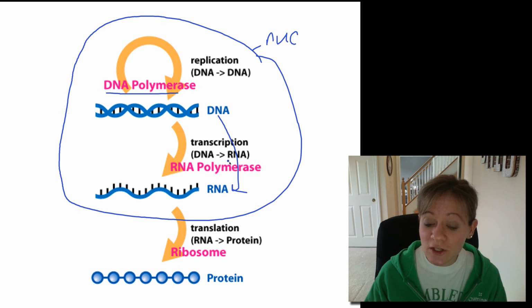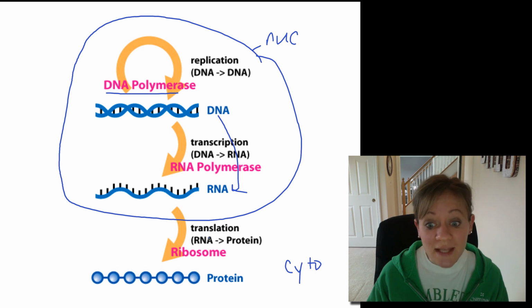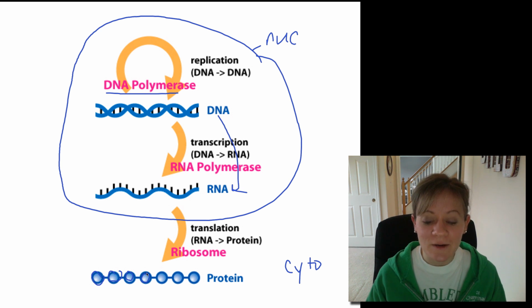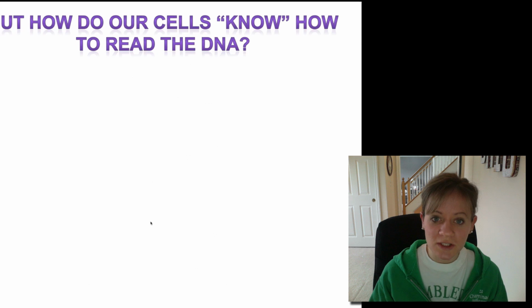And then RNA is going to travel to the cytoplasm. So out here is the cytoplasm. And translation is going to turn that RNA into a protein. Now, can you remember what you think these little subunits are? What are the monomers of proteins? See if you can remember that. We'll come back to that. So draw this in your notes.